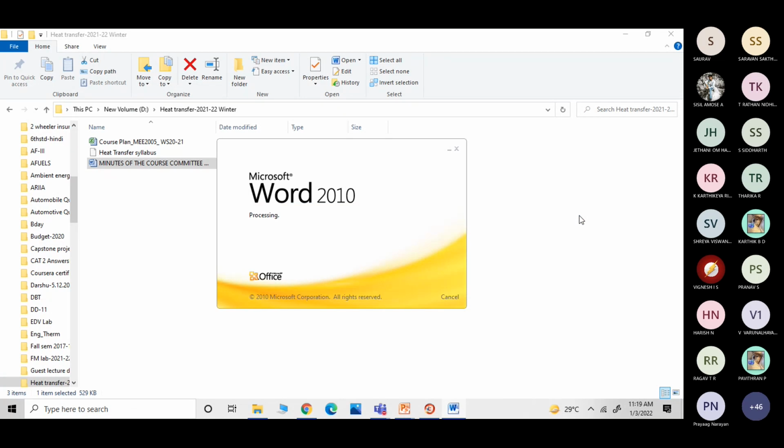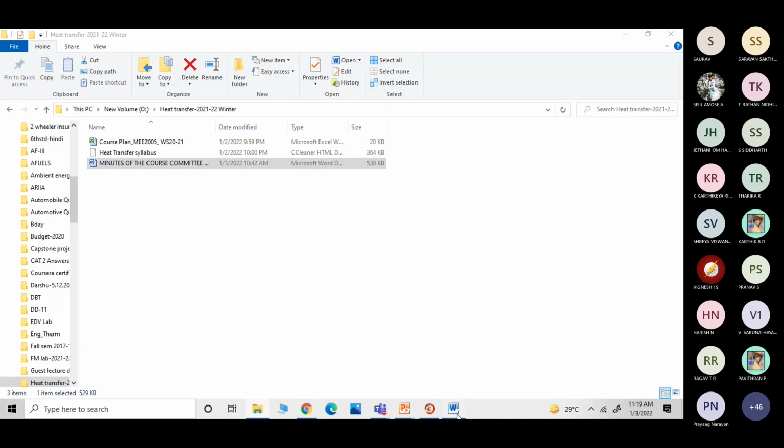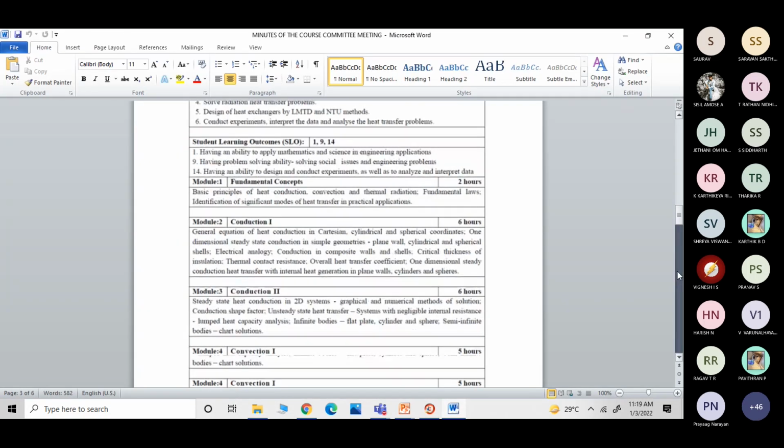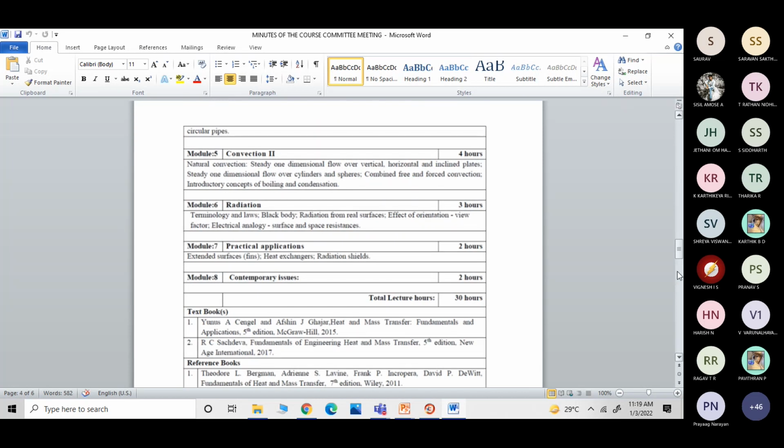As far as the textbook is concerned, you will be using two textbooks. One is Yunus Cengel, the other one is Sachdeva. Sachdeva is a very good textbook, ma. You can refer to it, and it is available in our library also. It's a very good textbook.